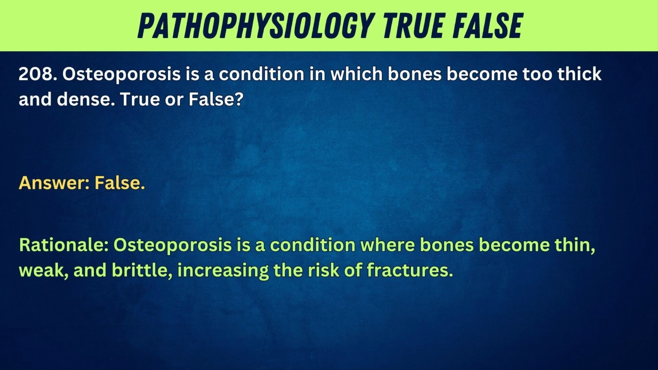208. Osteoporosis is a condition in which bones become too thick and dense. True or false? Answer: false. Rationale: osteoporosis is a condition where bones become thin, weak, and brittle, increasing the risk of fractures.